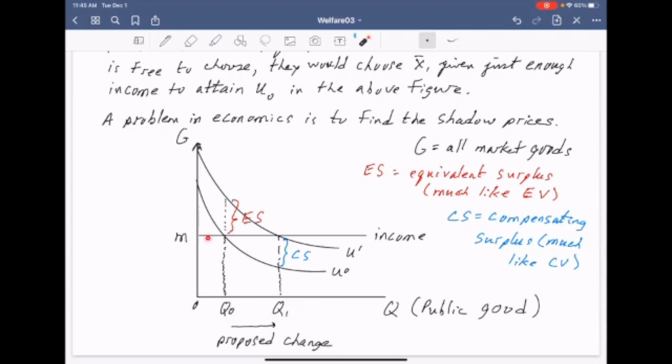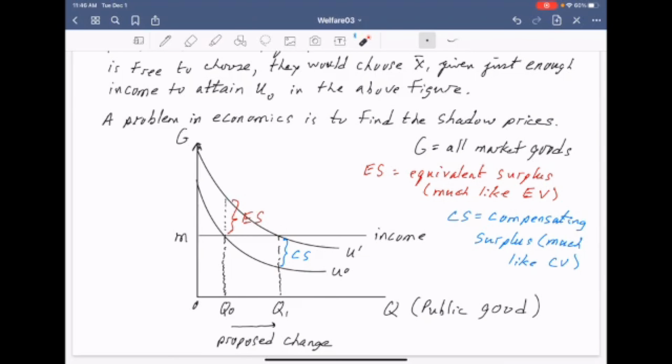And with a budget constraint of M, given that you have Q0 amount of the public good, Q0 amount of grizzly bears, let's say, then you would end up being right here on U0. And this assumes, of course, that you have an increasing utility in this direction as Q increases. So now you're going to be faced with a proposed change to go to Q1. And the question you have to ask is, what do I have a right to? Do I have a right to this U1 at Q1, or do I have a right to Q0?